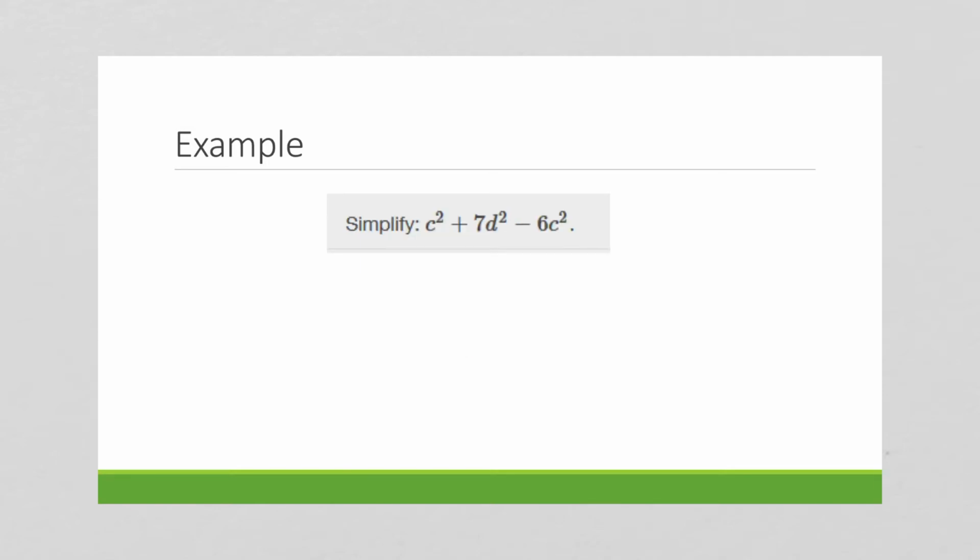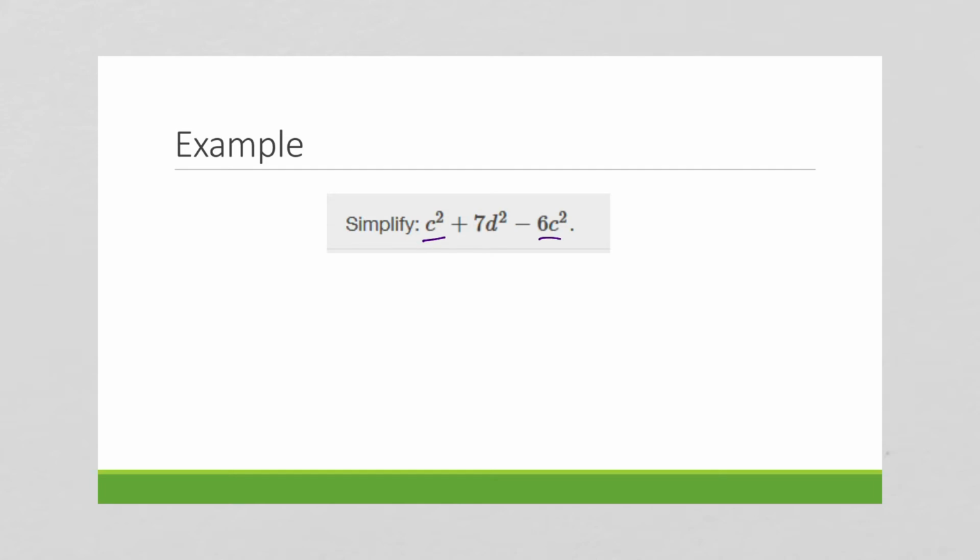All right, on this problem, we need to look at our variables. So this and this are like terms, okay? So I'm going to underline those with the same number of underlines. This thing right here, there's nothing to add to it because there are no other d squareds in this problem. So this right here will just be written down at the end of our problem.